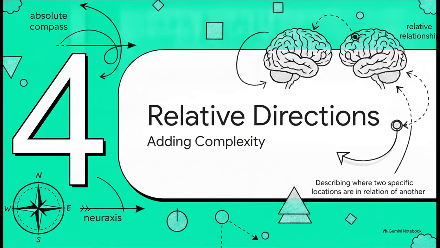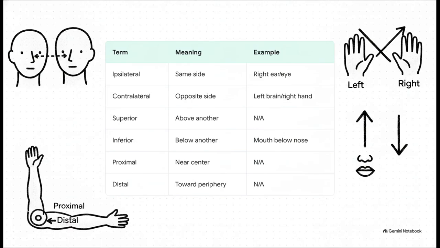Section 4. Relative and functional directions, adding complexity. All right, let's step it up and look at relative relationships, describing where two specific locations are in relation to one another. Ipsilateral means structures on the same side of the body, like how your right ear is ipsilateral to your right eye. Contralateral means opposite sides. This one is massive in neuroscience because your left motor cortex actually controls your contralateral or right hand.